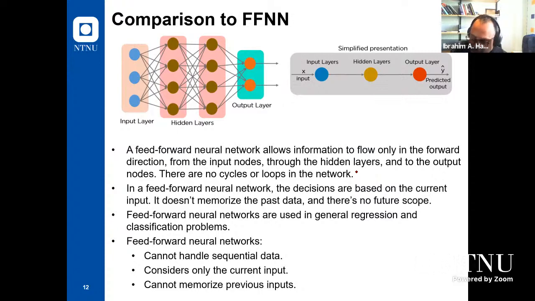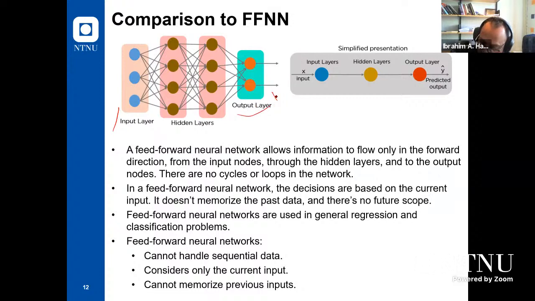So just again, comparison to feed-forward neural network. A feed-forward neural network allows information to flow only in the forward direction, from the input nodes through the hidden layers and to the output nodes. So there are no cycles or loops in the network in the case of FNN or MLP. In the case of MLP, the decisions are also based on the current input. So we have some input here, and we have a decision.